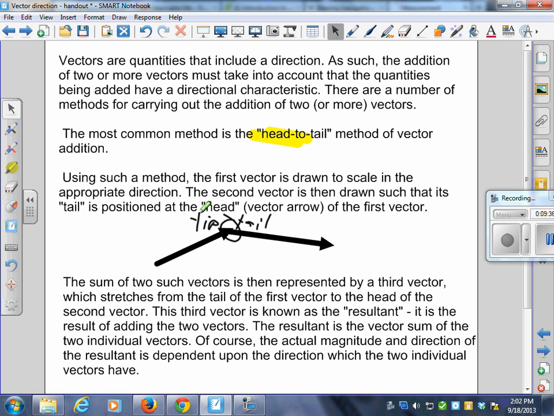The sum of 2 such vectors is then represented by a third vector which stretches from the tail of the first to the head of the second. And this third vector is known as the resultant.